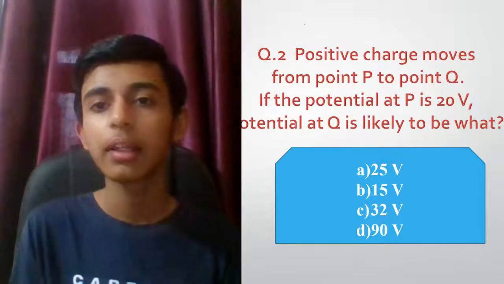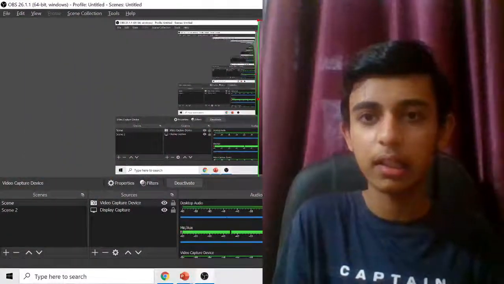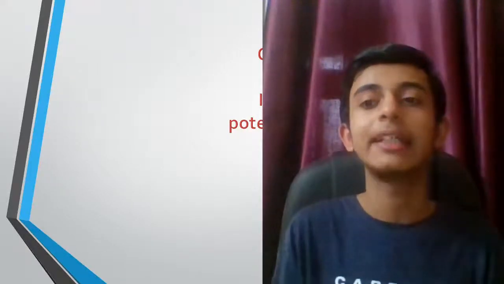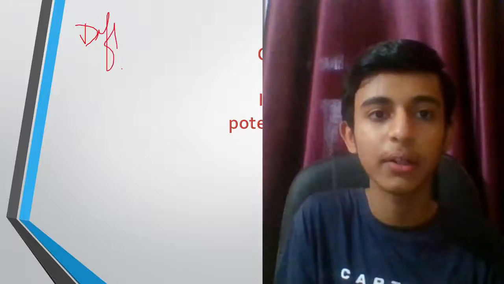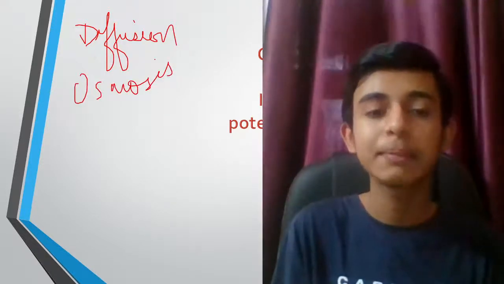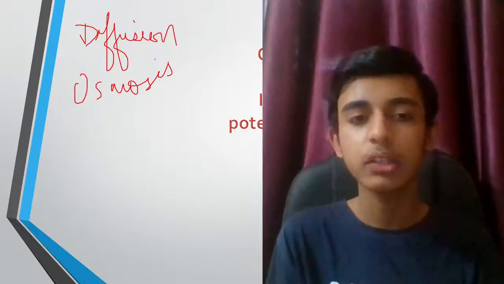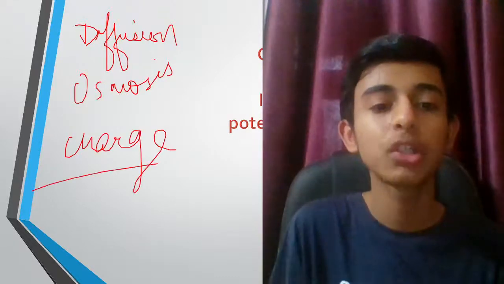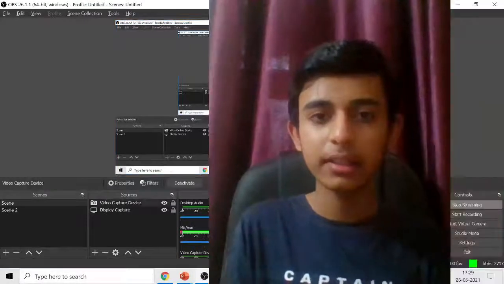So here we are talking about the potential difference from one point to another point. Okay, let me change the orientation so that it can be visible to you. Now they are asking us to find the potential at Q. So you've read about two things, diffusion and osmosis, in your class 9th. Why am I telling you this? Because in diffusion, gases or substances move from a region of higher concentration to a region of lower concentration. In the same manner, the charge is going to move from a region of higher potential to a region of lower potential. Now by this I think the answer must have come to your minds.